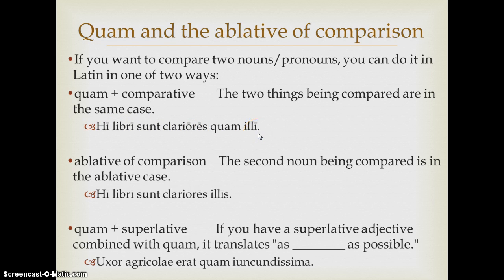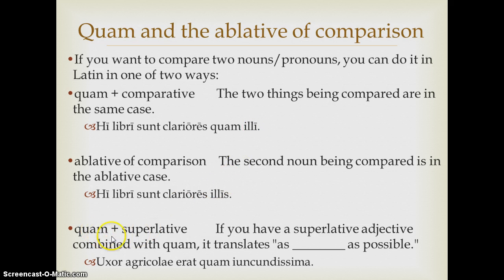You can also do the ablative of comparison, meaning that the first thing that's being compared is in whatever case it is functioning in the sentence, but then the second noun that's being compared to it you put in the ablative case, okay? So these two sentences, hi libri sunt clariores quam illi and hi libri sunt clariores illis, are synonymous. They translate the exact same way. These books are more famous than those. You can either use an ablative of comparison or quam plus the comparative.